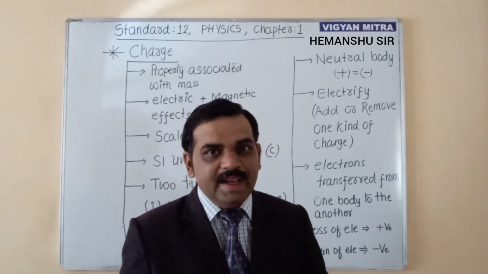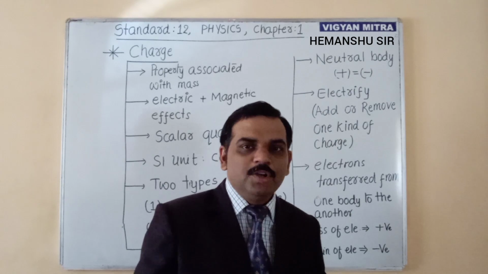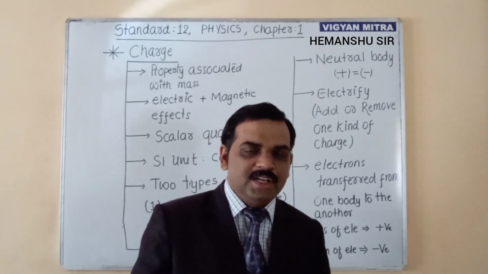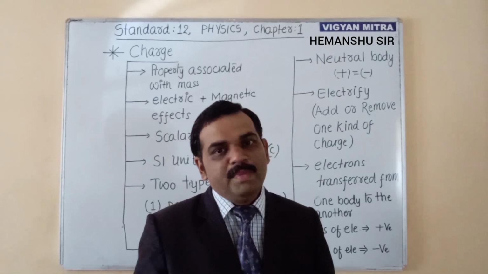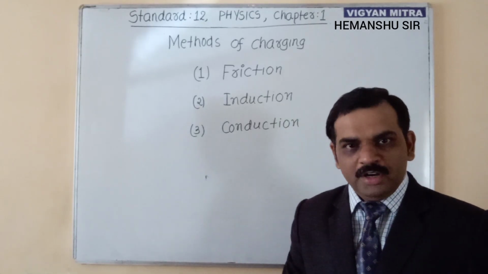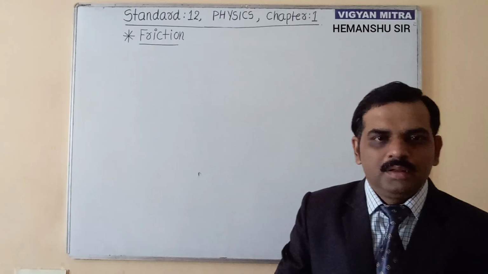You know that electrons are transferred from one body to another body. That is why we can say that loss of electrons means positively charged body and gain of electrons means negatively charged body. A body can be charged by friction, induction and conduction.